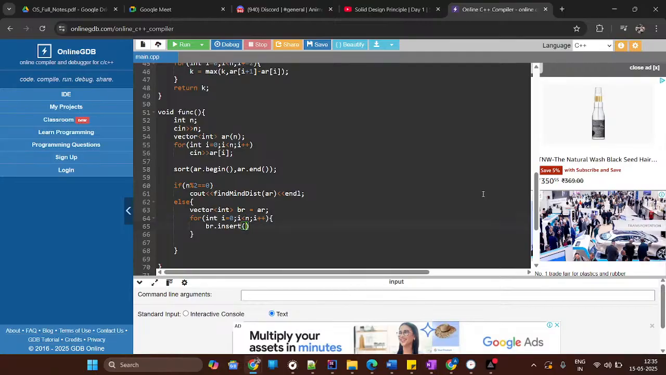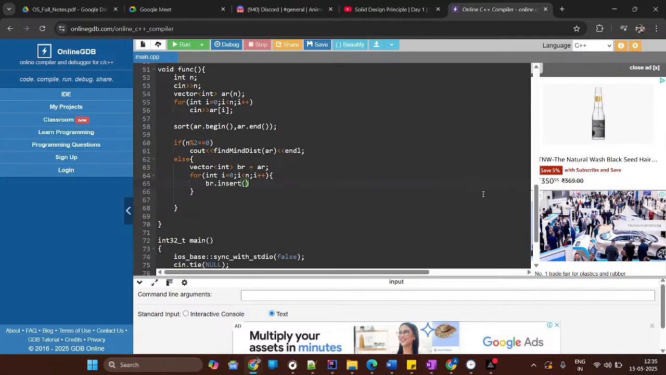Yes. So we do dot insert. I just don't know how to insert at the end. Do we do a push back or does insert work? Let's do a push back. Such a weird thing, edge cases and the functions. So we do dot begin plus i, comma, and then we insert what? What do we insert exactly?